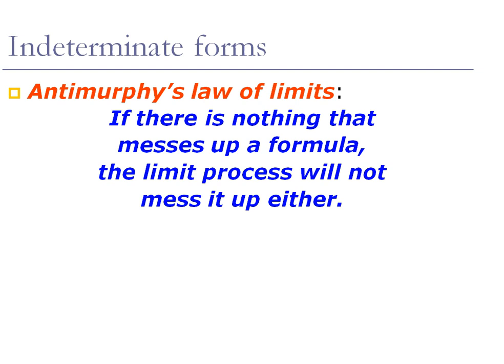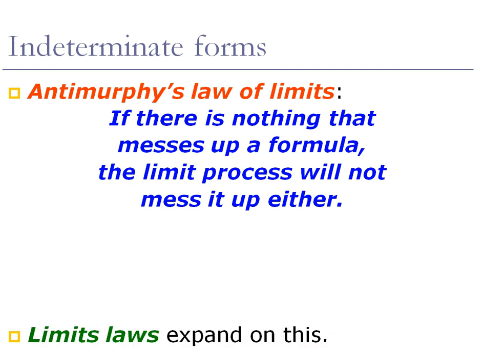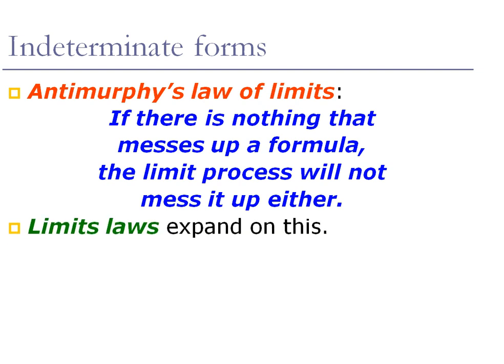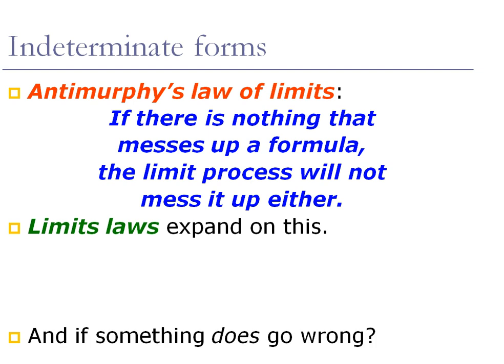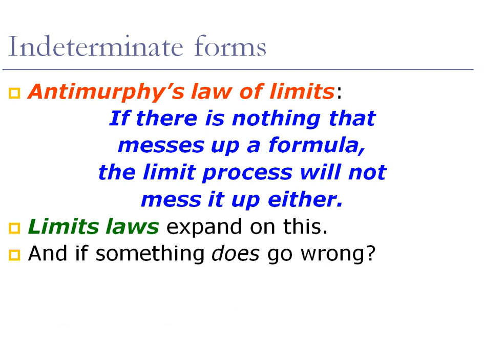Now, your textbook, as well as many other textbooks, present all these facts through a series of limit laws, which are basically saying, when you're adding two functions, you can add the limits, and when you're taking the product of two functions, you can take the product of two limits, and so on and so on. But all of those limit laws pretty much sum up into this law of limits. If nothing goes wrong with the formula, nothing goes wrong with the limit either. So the question is, what happens when something does go wrong with the function so that we have to resort to limits? What are we going to do then?